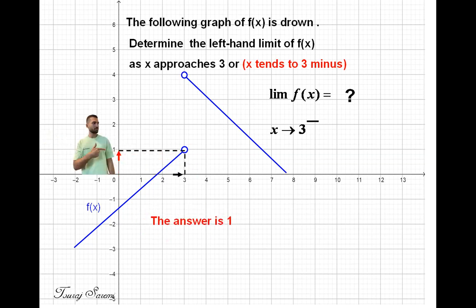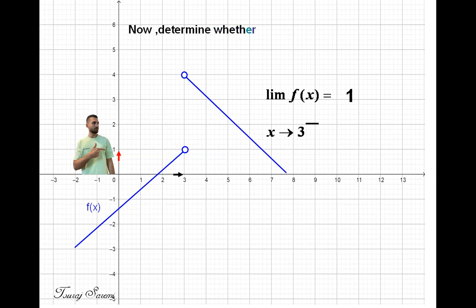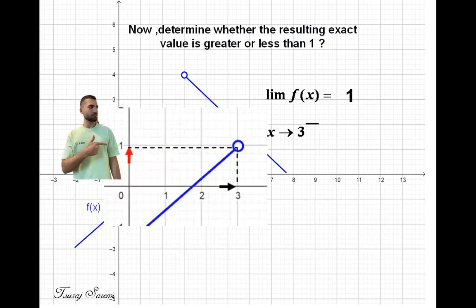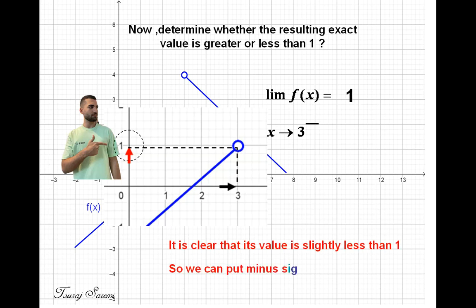The answer is 1. Now, determine whether the resulting exact value is greater or less than 1. Just look at the number 1 more carefully. It is clear that its value is slightly less than 1. So we can put a minus sign on the top of 1.